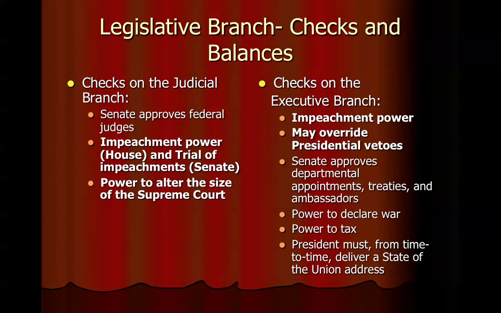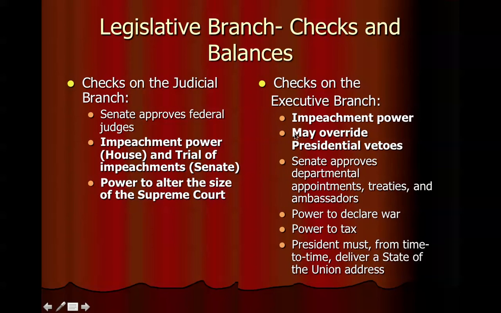Now, the legislative branch can still pass that law, but they have to pass it with a higher percentage of people in Congress. But they can override, at times, a presidential veto. The Senate approves departmental appointments, treaties, and ambassadors. So anyone that the president appoints or any treaties that he signs get approved by Congress.